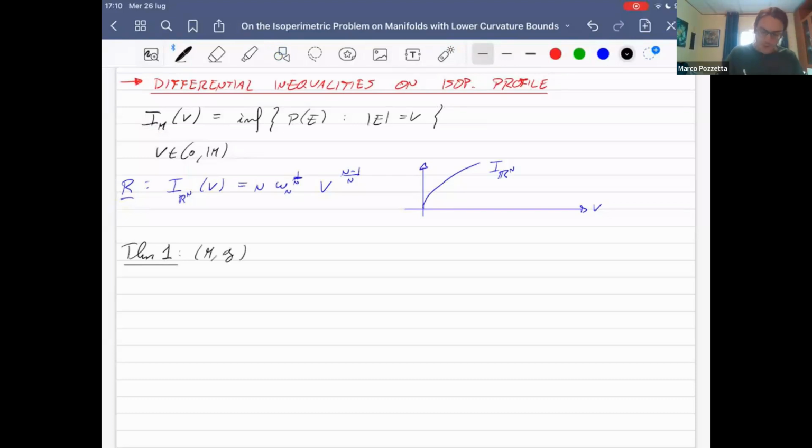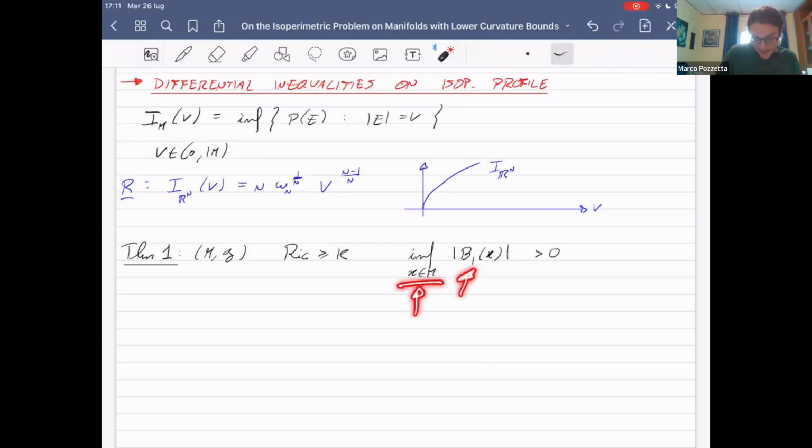Take again your smooth complete Riemannian manifold and assume, and we have two assumptions. The first one is a lower bound on the Ricci curvature in the sense we said above, right? And then I ask for another condition that is the following. I ask that the infimum over the points in the manifold of the volume of the ball of radius 1 is positive. Now, maybe it appears as a strange assumption, but I will discuss this later. In any case, it is precisely saying that balls of radius 1, independently of the center, contain at least a certain amount of volume, right?